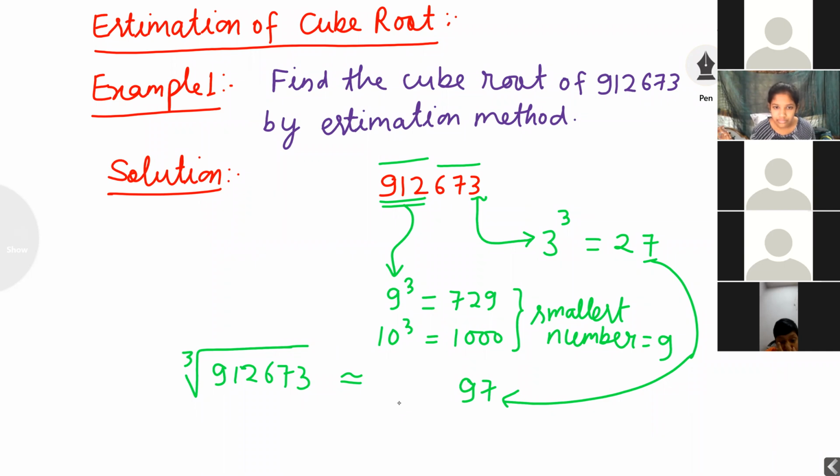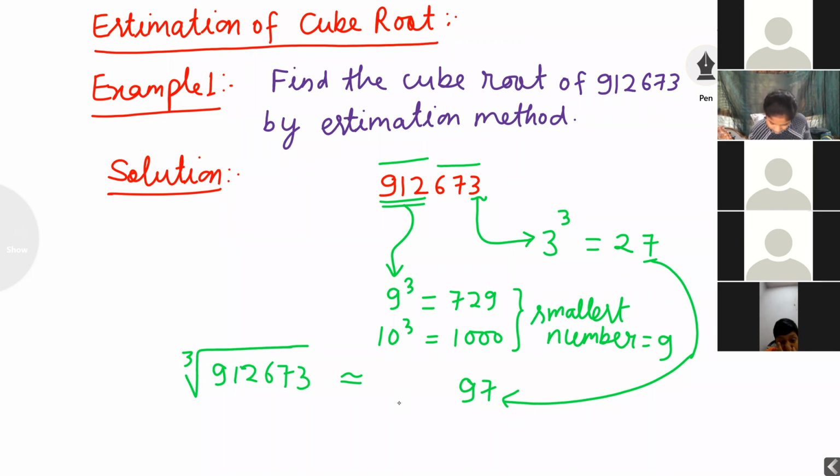Next, the second pair is 912. Now I want to take two values. One value is less than, the second value is greater than. 9 cube is equal to 729. 10 cube means 1000. Now we want to take the smallest value. The smallest value is 9. The answer is from the right, the left side is coming 9 and the right side is coming 7. Our answer is 97. This is called the approximation method. This answer is not the exact answer, it is nearly equal to the answer.